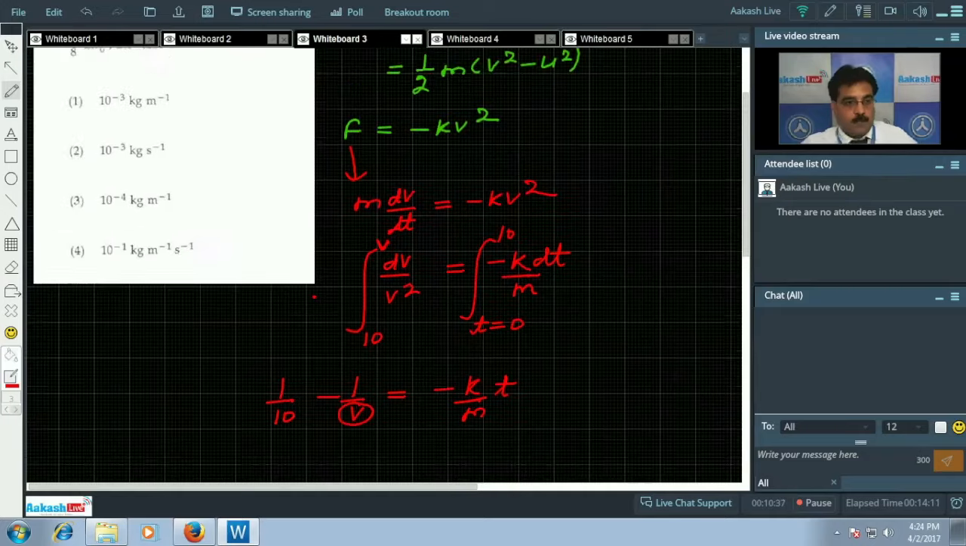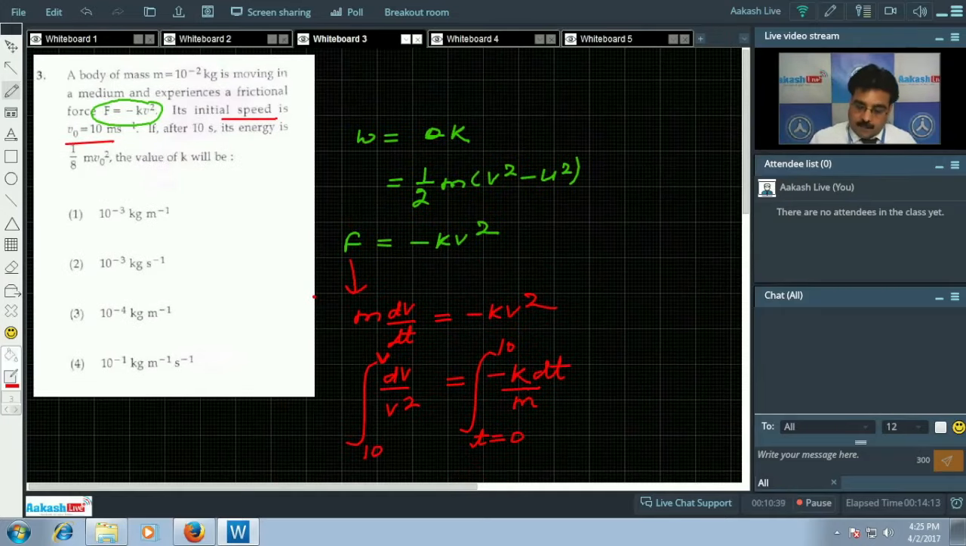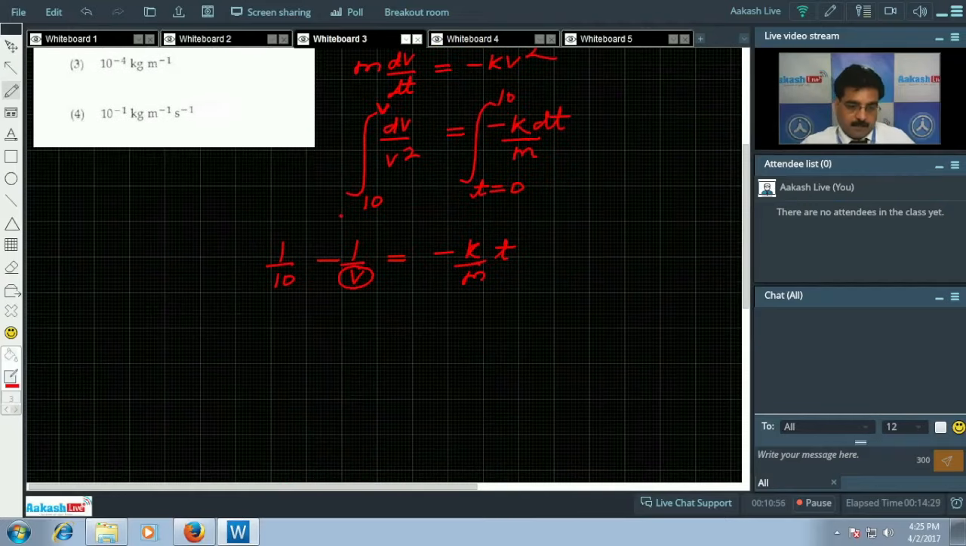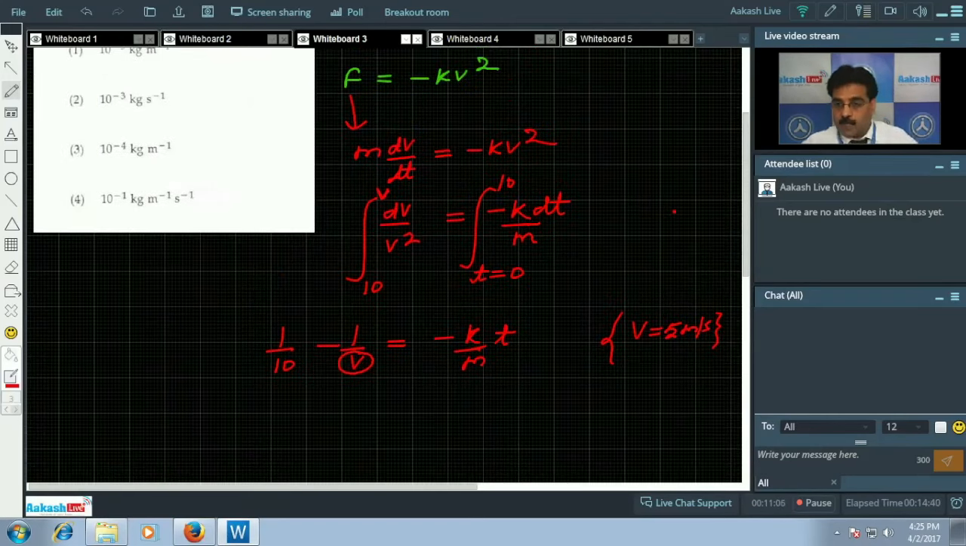But now let's go to the question. Question says the energy is 1 upon 8 mv naught square. You know the formula of kinetic energy is half mv square, but here you could see 1 upon 8 mv naught square. So can I say my speed is, on the basis of that, v is equal to 5 meter per second, because kinetic energy is going to half.